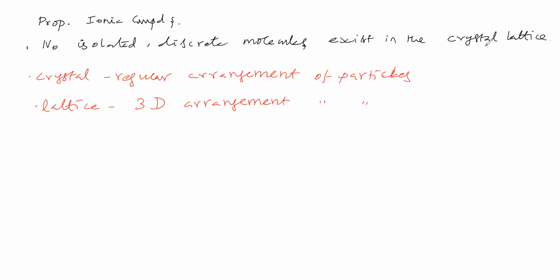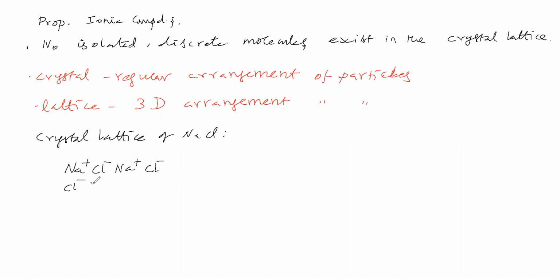Now, in the crystal lattice of an ionic compound, we cannot say discrete molecules or isolated molecules. How will the crystal lattice be? Now we'll take the crystal lattice of sodium chloride. Suppose it is Na+, then its neighbor will be Cl-. The neighbor of this Na+ will be Cl-. Like this it will continue.